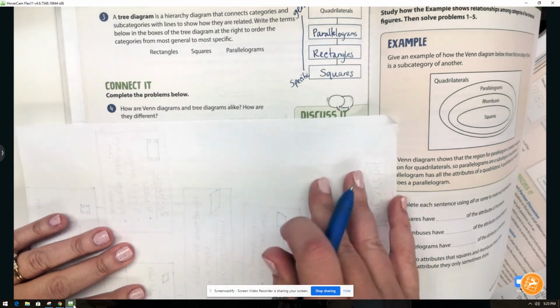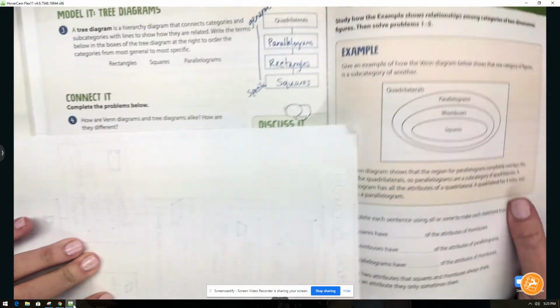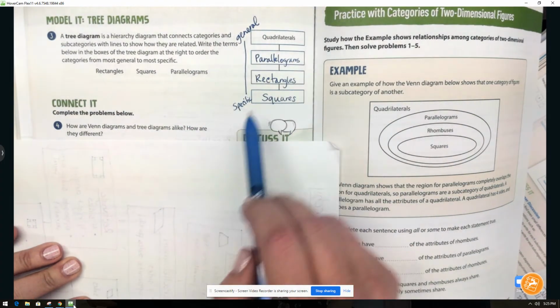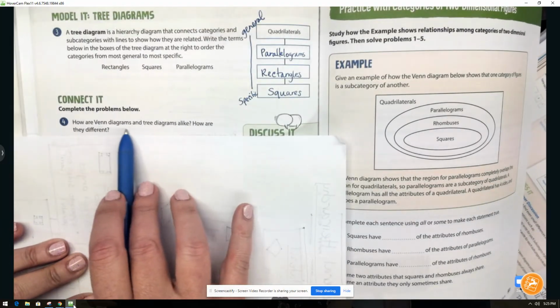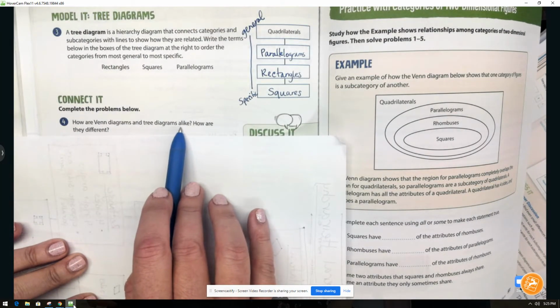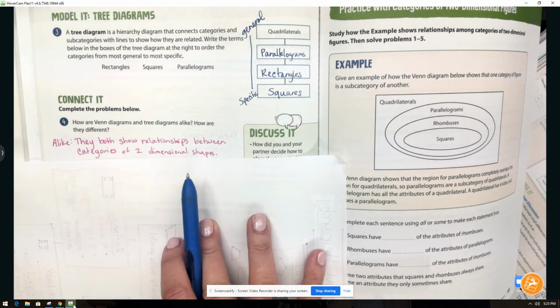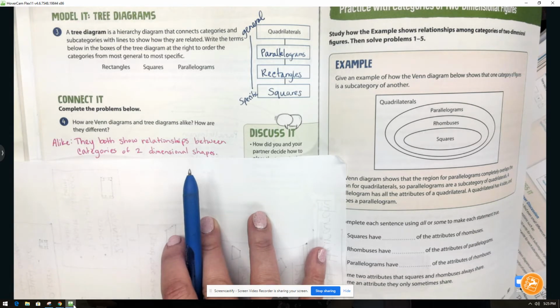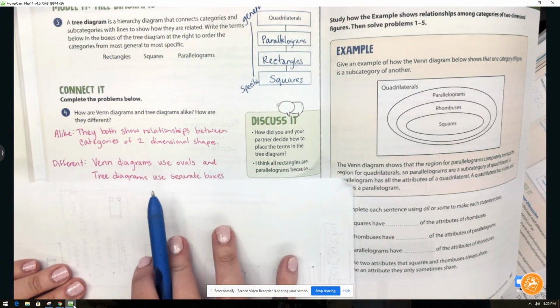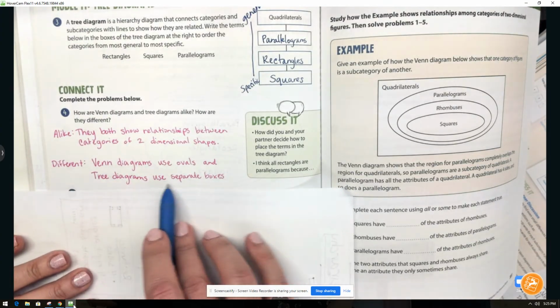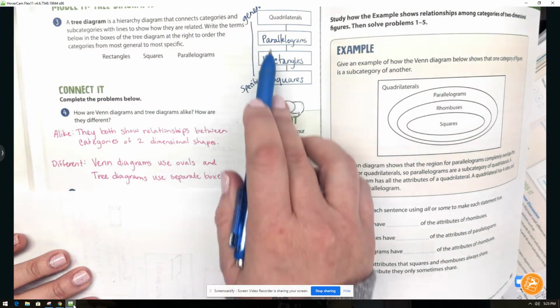Now, we looked over here, since I don't want to turn the page back, this is an example of a Venn diagram. This is an example of a tree diagram. How are Venn diagrams and tree diagrams alike? How are they different? So they are alike because they both show the relationships between categories of two-dimensional shapes. How they are different is that Venn diagrams use ovals and tree diagrams use separate boxes.